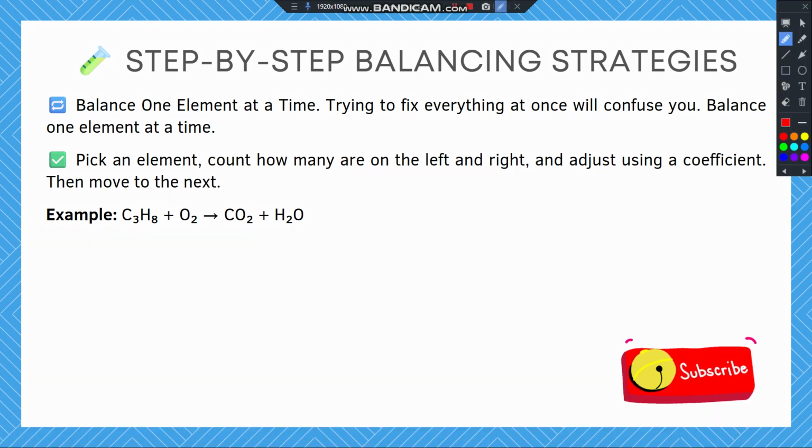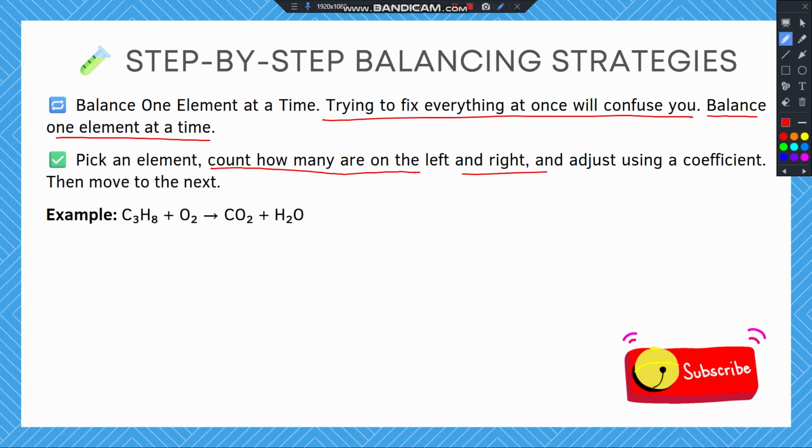I know it's very easy as a student to fall into the temptation of trying to balance everything at once, but when you try to do that, it will confuse you. So it is important to balance one element at a time. Pick one, okay? When you pick that one, you count how many are on the left and how many are on the right, then adjust the number using a coefficient, and then you can move on to the next.